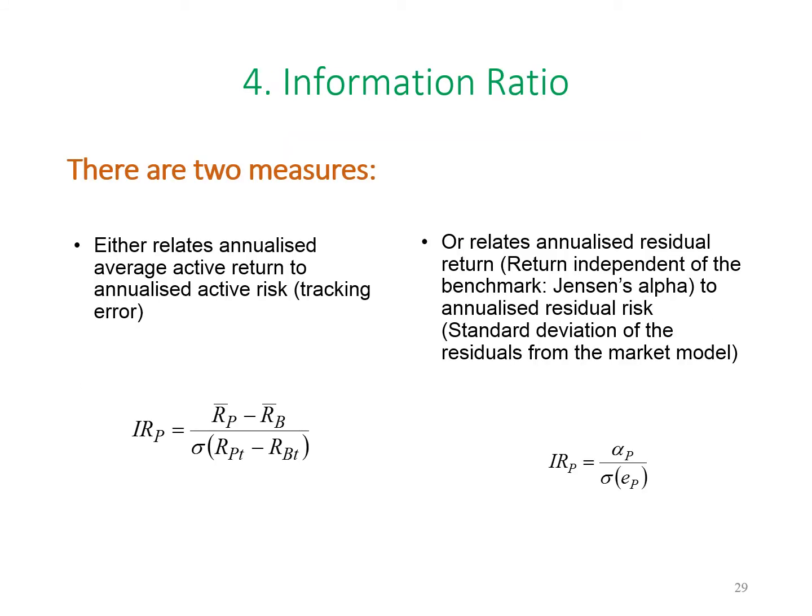The formula to calculate the information ratio can be expressed in two ways. In the first formula, the numerator is the average return of a portfolio minus the average return of a benchmark, which is equivalent to the alpha in the second formula. The denominator is the tracking error, which is the standard deviation of the residuals from the market model. Both formulas mean the same. They are just being expressed differently.